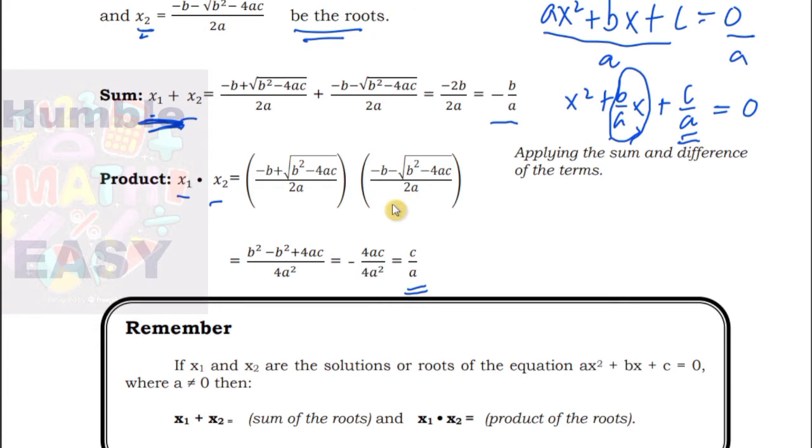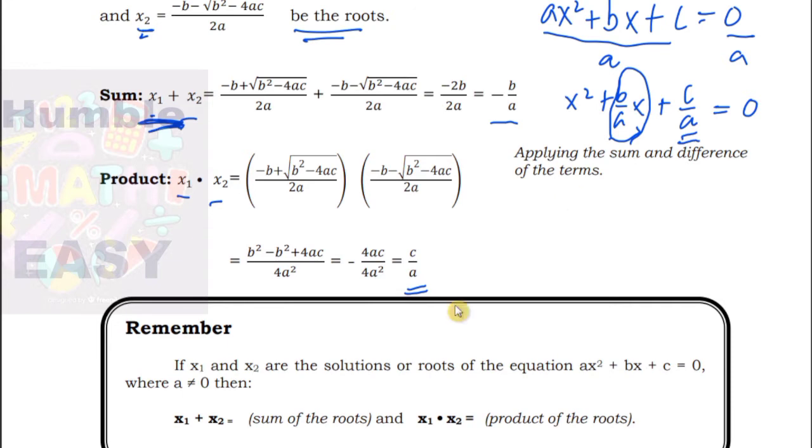So in short, the constant term, represented by c over a, is the product of the two given roots. And b over a is the numerical coefficient of the linear term x, so taking the opposite of that, we have the sum of the two given roots.